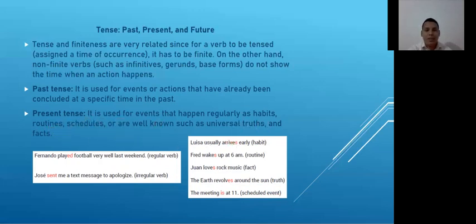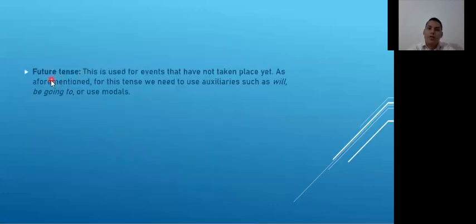All right, now let's continue then. Let's go to the future tense. This is used for events that have not taken place yet. As aforementioned, for this tense, we need to use auxiliaries such as will, be going to, or modals. Let's check out some examples.